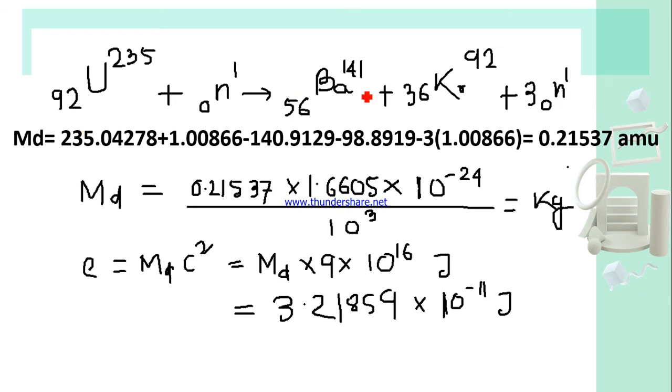So here, this is the simple equation. This is the uranium-235. When it is bombarded with a thermal neutron, it splits into these things. Okay, it is chemically balanced. Now if I am neglecting the mass of the electron because it is negligible, then the mass defect is the total mass of this minus the total mass of this.